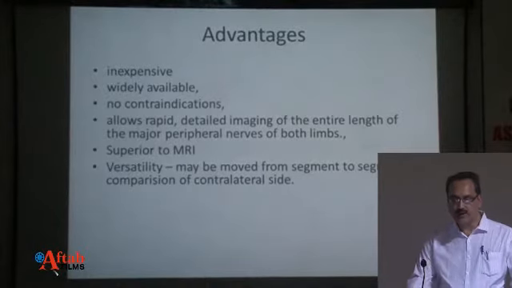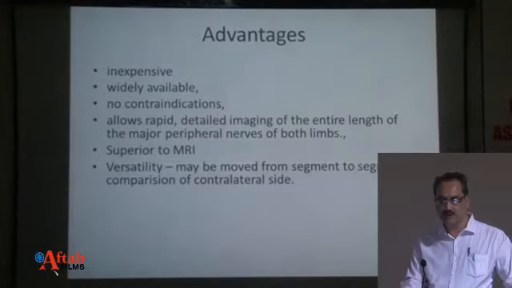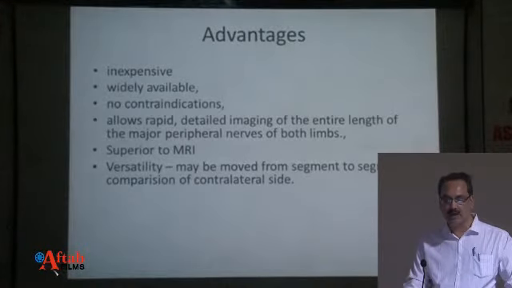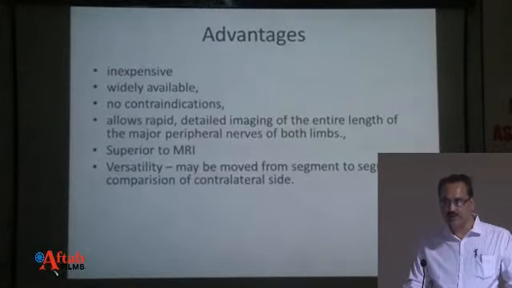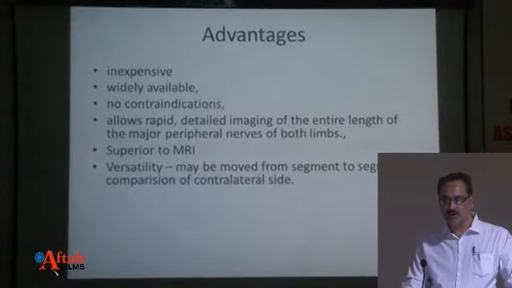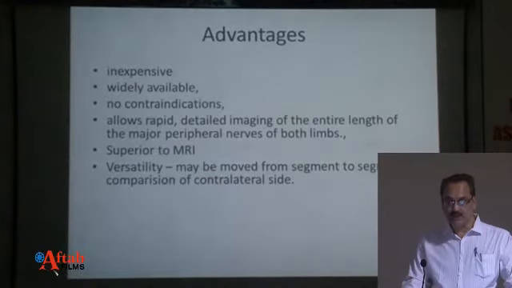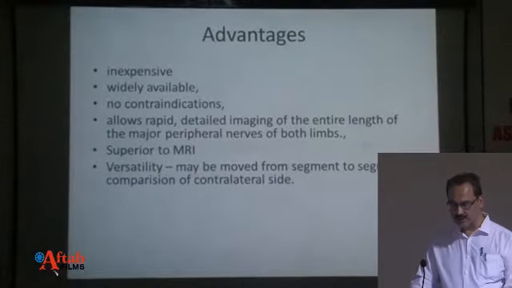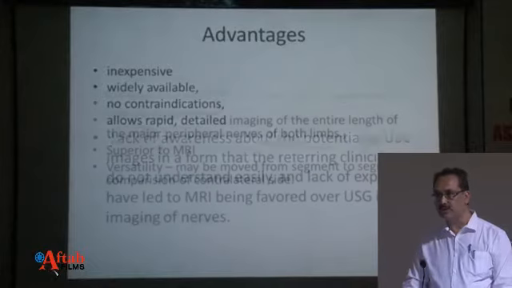So ultrasound has very good advantages. Most important, it is inexpensive. It is widely available. There are no contraindications. You can do it in all patients. It allows rapid and detailed imaging of the entire length of the major peripheral nerves, and you can always compare both sides. It is definitely far superior to MRI because of its dynamicity and versatility. It can be moved from segment to segment, and comparison of the contralateral side is always possible, which may not be possible on MRI.